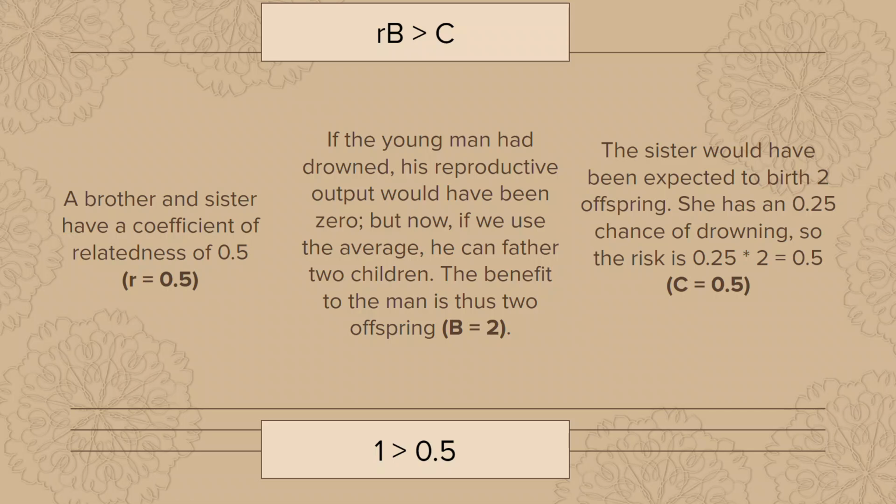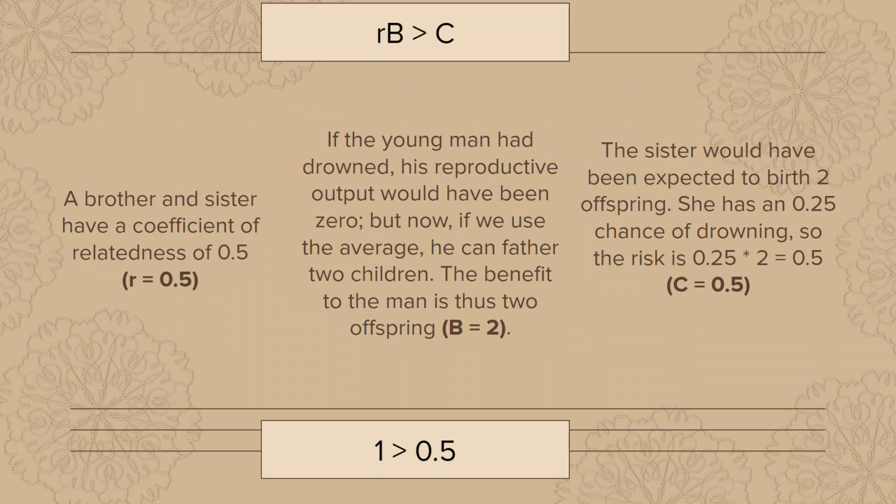Now, how do we calculate C? I mentioned before that it's the risk times the number of offspring. So in other words, it's pretty similar to the left-hand side, except instead of coefficient of relatedness, we're using risk. And pretty much that's what this equation boils down to. It's comparing the coefficient of relatedness and the risk.